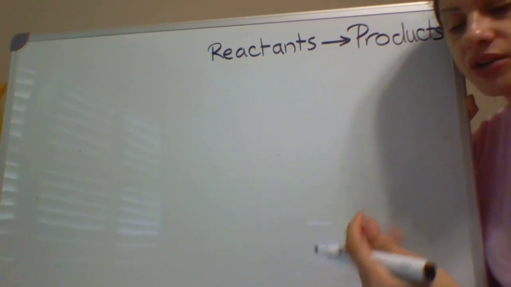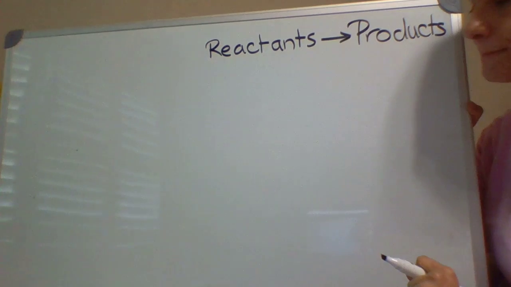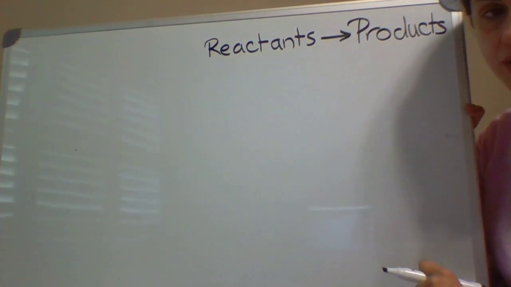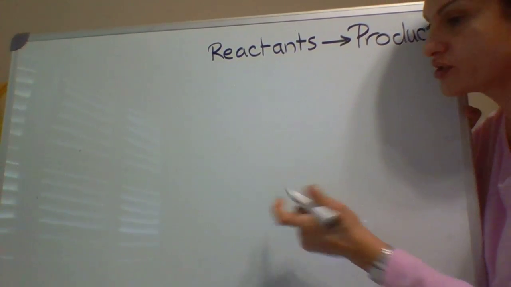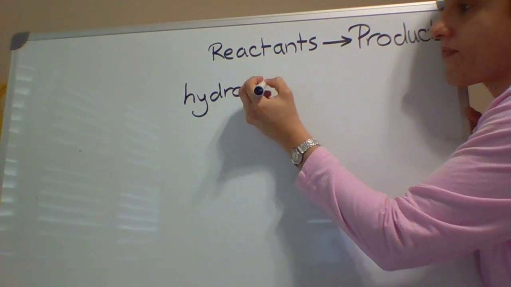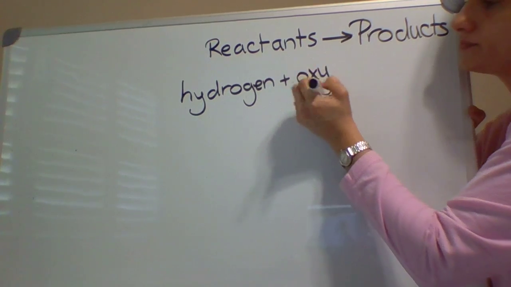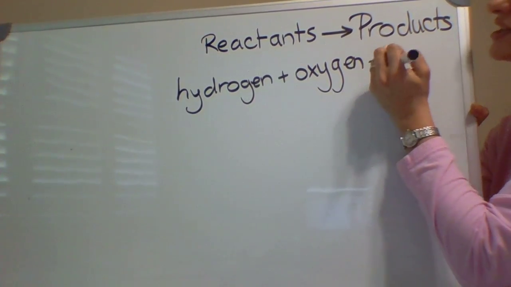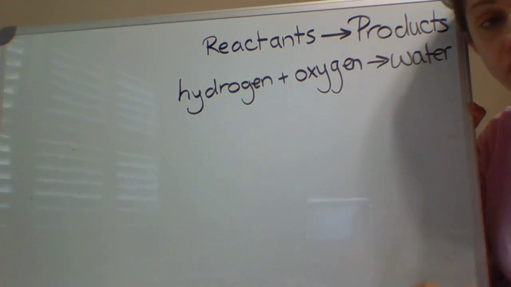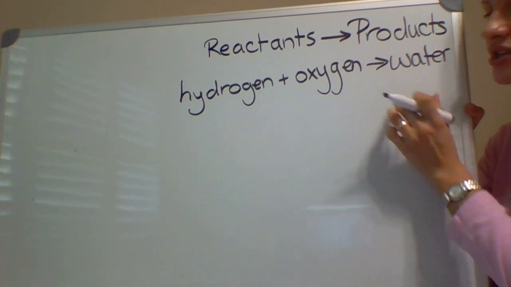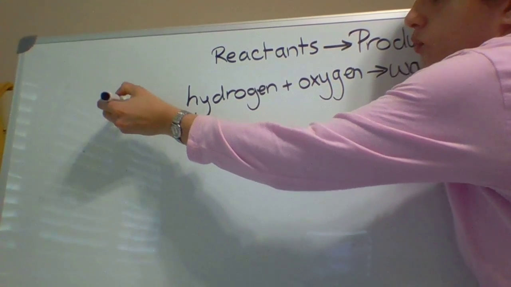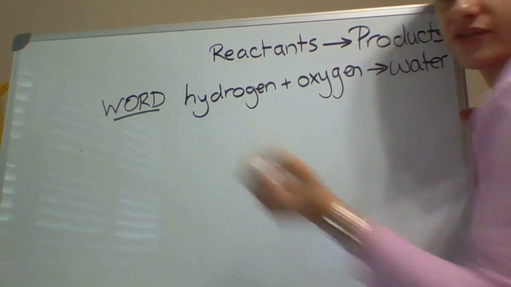Now, we can write chemical equations in different ways. The first type is using a word equation, where you write the names of the chemicals that are reacting with each other. So, for example, we can say hydrogen plus oxygen gives us water. So that is an example of a word equation. Hydrogen plus oxygen gives us water. Let me write word equation so it's clear for everybody.